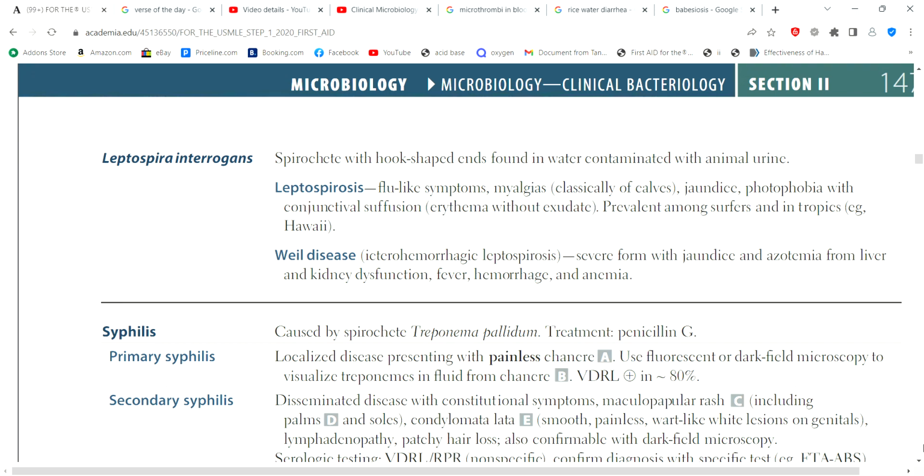Oh yeah, you got animals peeing in the water. And Weil's disease, icterohemorrhagic leptospirosis, is a severe form with jaundice and azotemia from liver and kidney dysfunction, fever, hemorrhage, and anemia. So, spirochete with hook-shaped ends, found in water contaminated with animal urine. Leptospirosis: flu-like symptoms, myalgias classically of the calves, jaundice, photophobia with conjunctival suffusion.